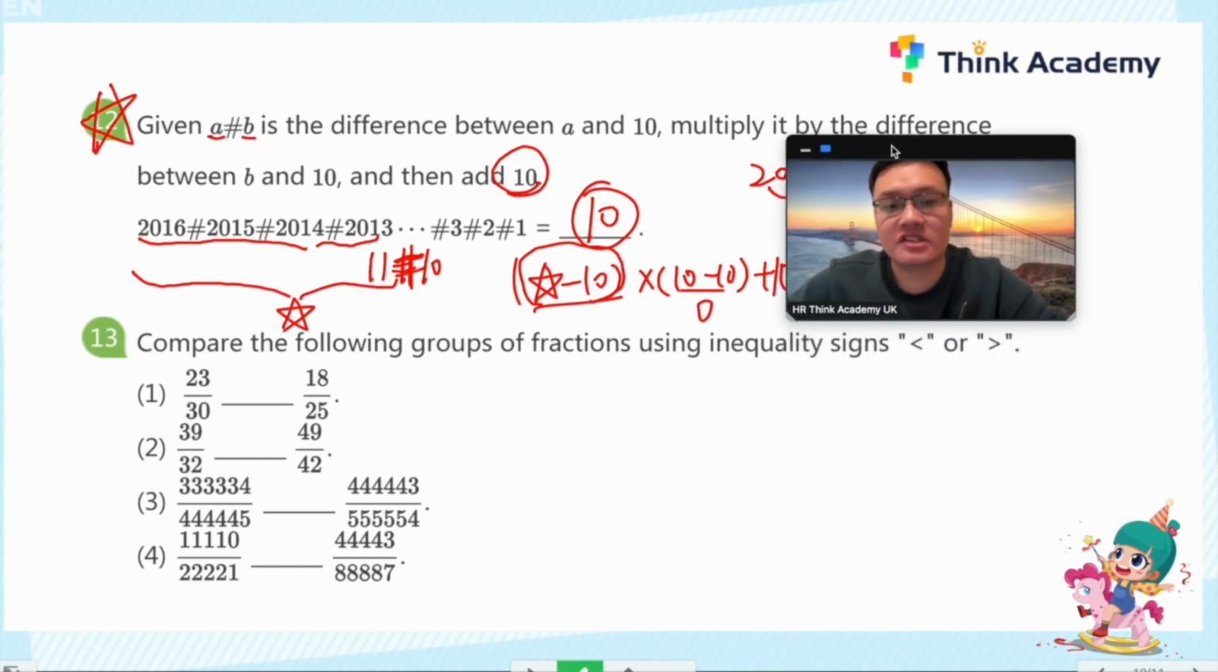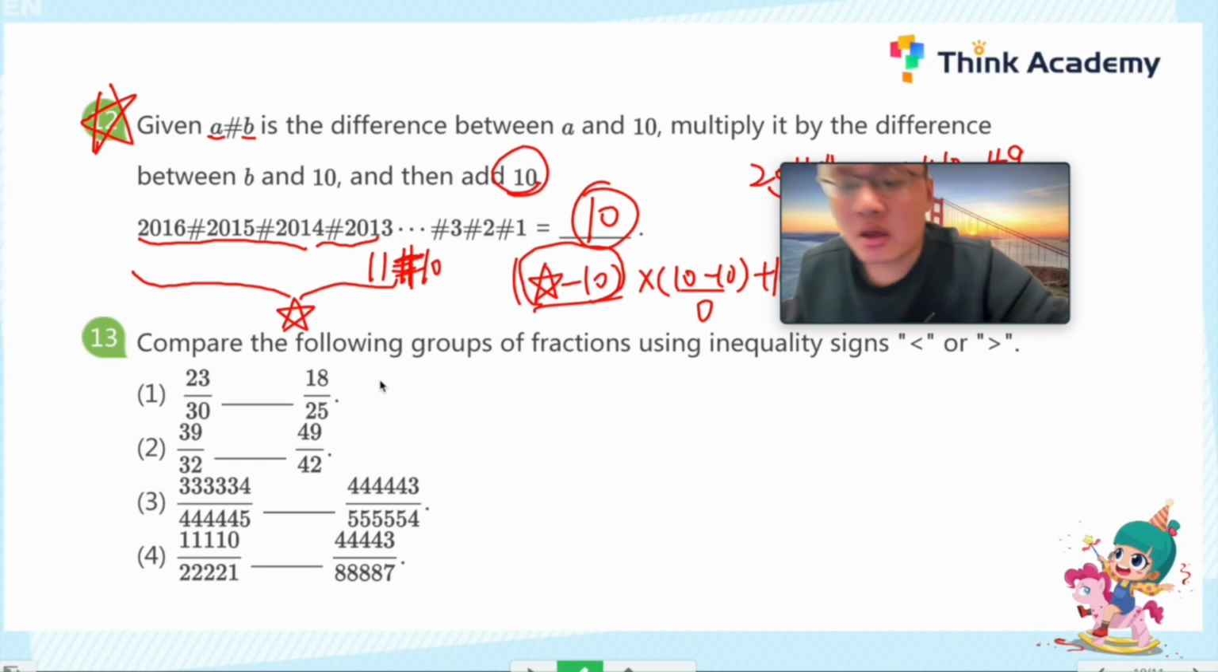So let's move on to the 13th one. And for the first one, you will see that if you want to compare these two fractions, as for the numerator, you will see the difference is just 5. No, it's take away 5. From left to right, it's take away 5, and for the denominator, it's also take away 5.